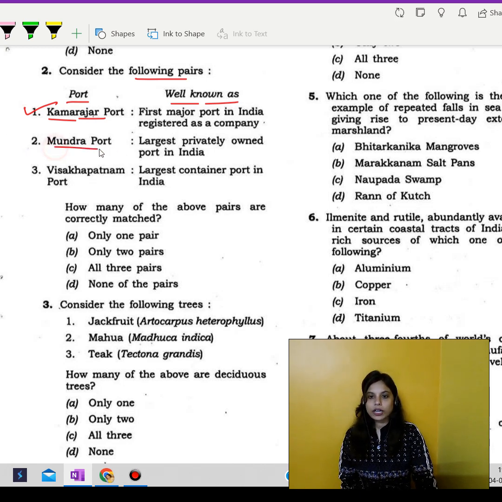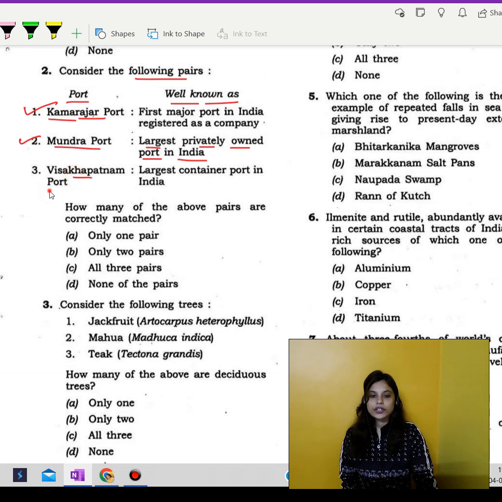Second is Mundra Port. Now, Mundra Port is said to be the largest privately owned port in India. Now, Mundra Port is India's first private port and largest privately owned port also, which is located on the northern shores of the Gulf of Kutch near the Mundra, which is in the Kutch district, Gujarat. So, hence we can say second statement is also true.